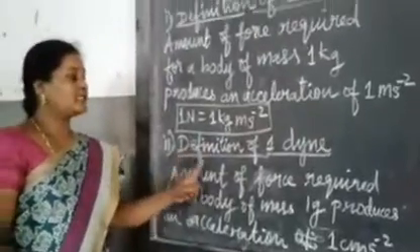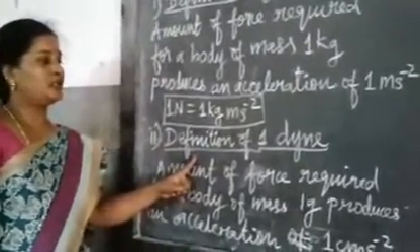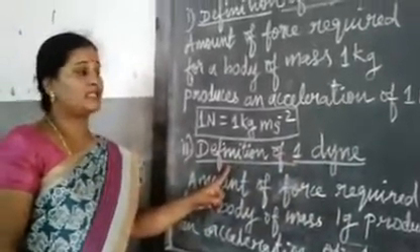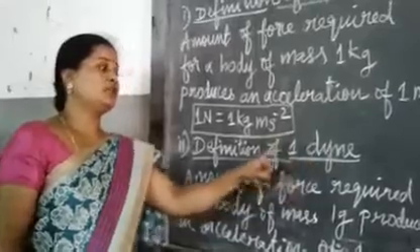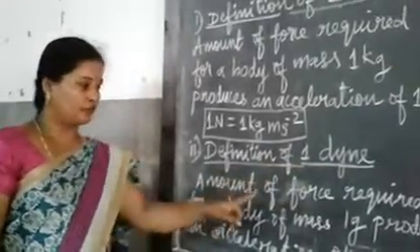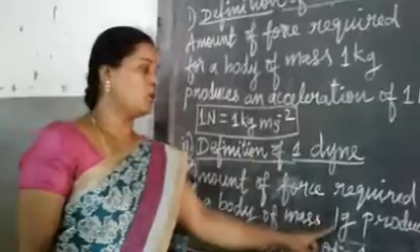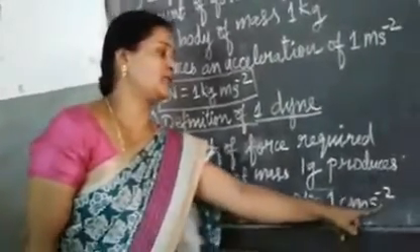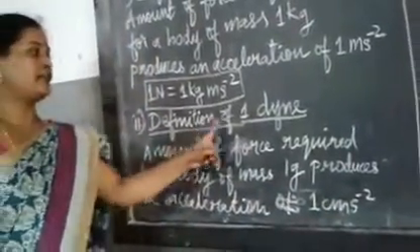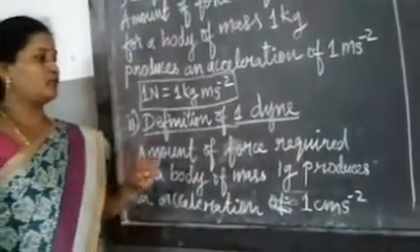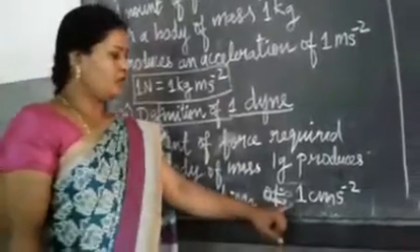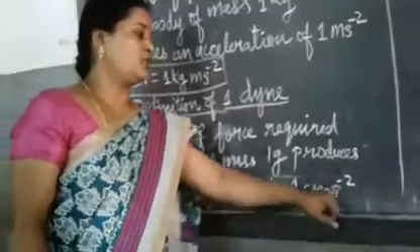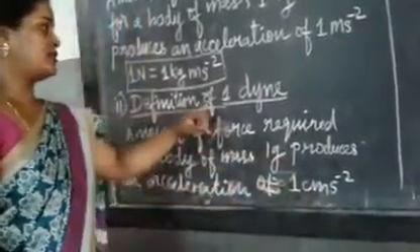Next, in the CGS system, the definition of the unit of force, the definition of 1 dyne. In the CGS system the unit of force is the dyne. The definition of 1 dyne is the amount of force required for a body of mass 1 gram to produce an acceleration of 1 centimeter per second square. So 1 dyne equals 1 gram centimeter per second square. This is called the definition of dyne.